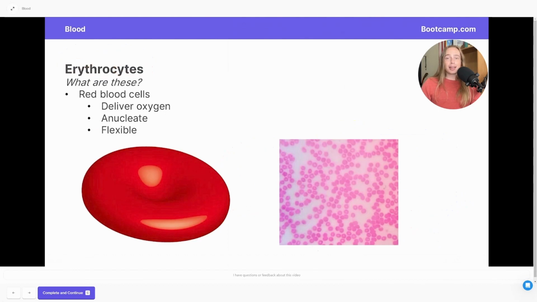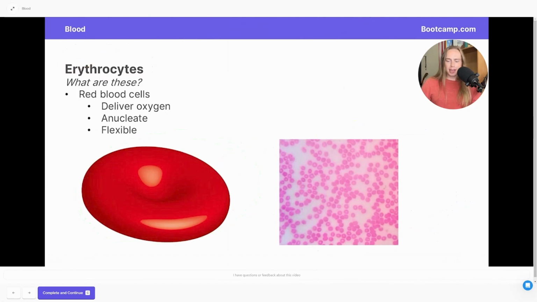You probably already know that the main job of red blood cells is to deliver oxygen throughout the body. Because of this, they have a cell that's very well suited for this. The shape of this blood cell is biconcave, and the reason for this is that it maximizes the amount of surface area to the amount of volume. This makes gas exchange more efficient.